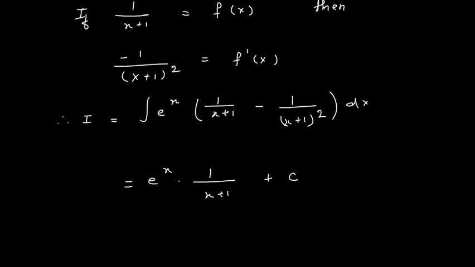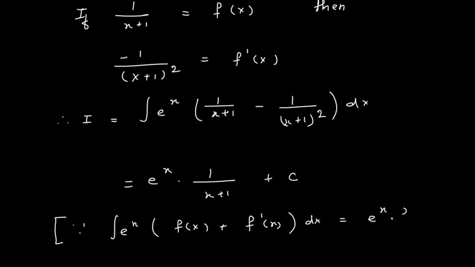Okay, you can write the reason here. Since integration of e power x into fx plus f dash x dx is equal to e power x into f of x. So today in this class you understood how to use the u into v method, you also understood how we can use the substitution method in the u into v method. And you have also seen one more type, where the integration is of the form e power x into fx plus f dash x, right?